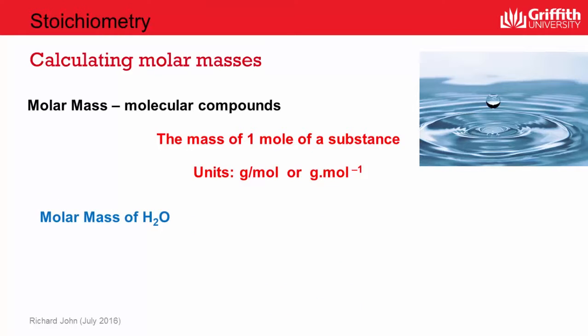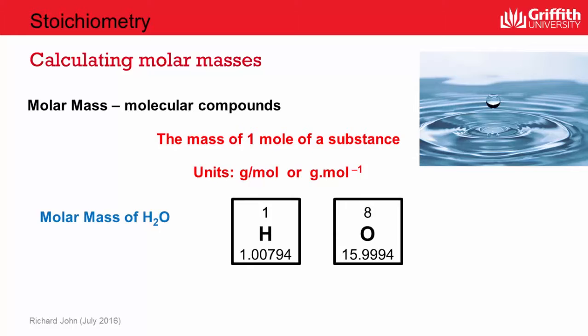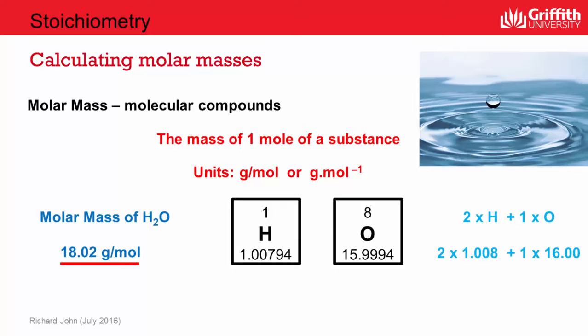So if we look at the molar mass for water, H2O, we will look up information about both hydrogen and oxygen from the periodic table, and we know that the water molecule contains 2 hydrogen atoms and 1 oxygen atom. So to calculate the molar mass, 2 times the molar mass of hydrogen plus 1 times the molar mass of oxygen, and we'll get 18.02 grams per mole as the molar mass. And again, it's worth mentioning that the mass of 1 mole of water is 18.02 grams.